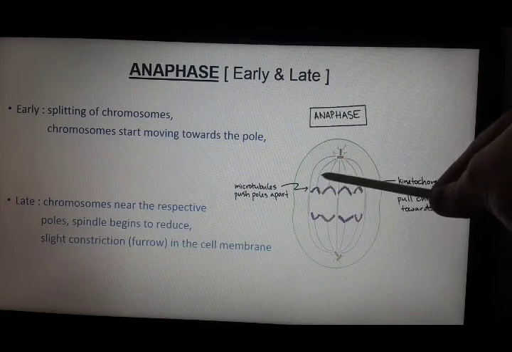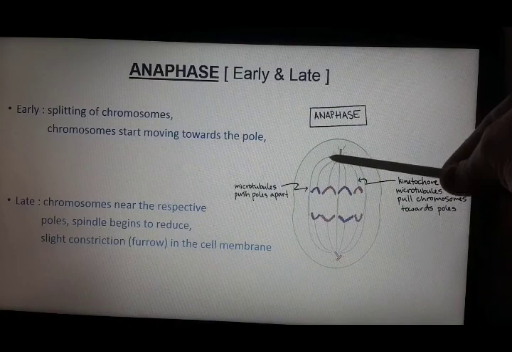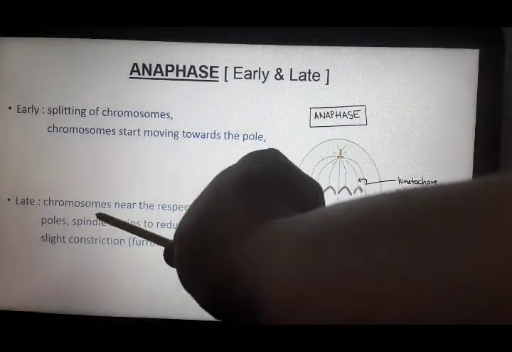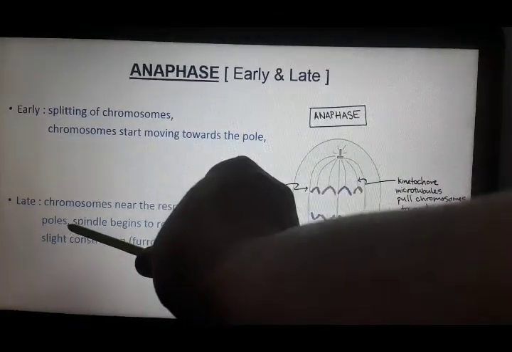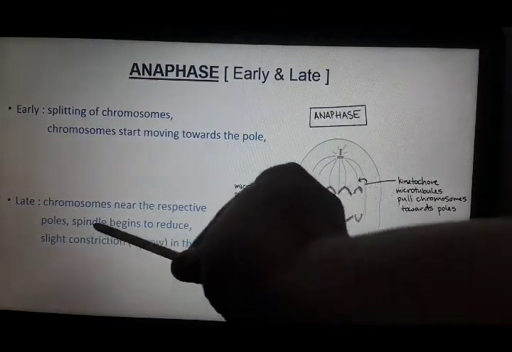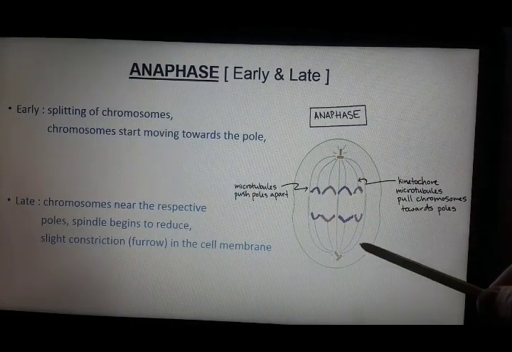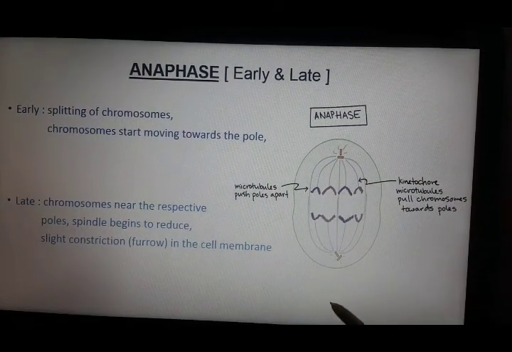In early anaphase, the chromosomes have just begun to move, and in late anaphase, these chromosomes would be near the poles. I have written it here, chromosomes near the respective poles. The important feature here is that the spindle begins to reduce. That means whatever spindle fibers were formed earlier will now start getting dissolved.